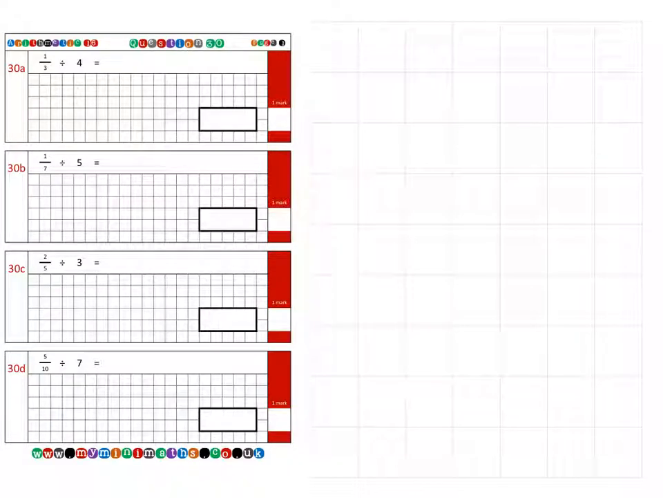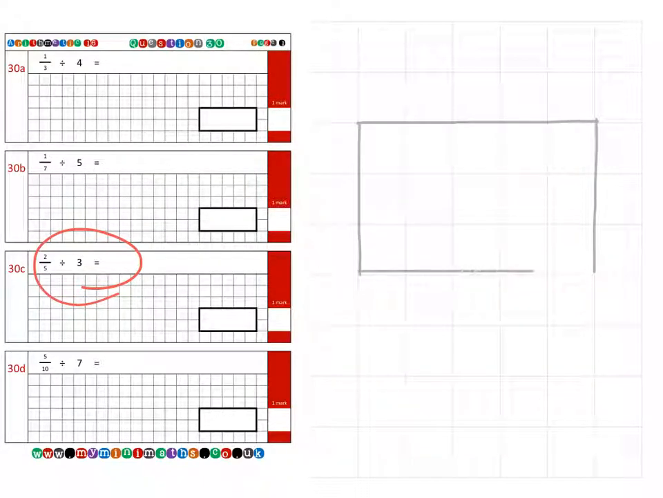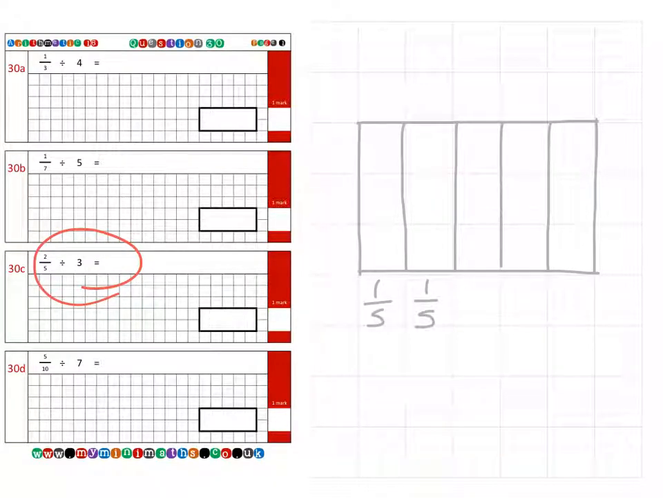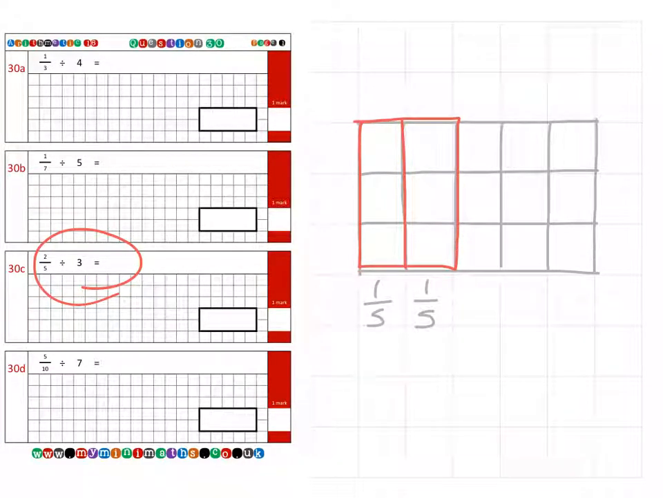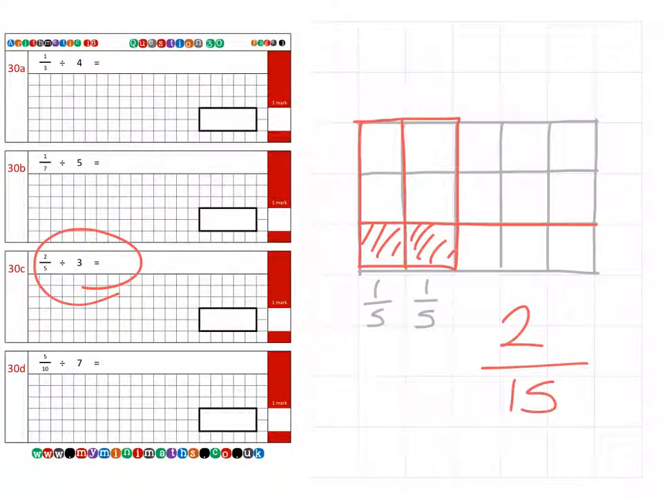And next is question 30C, which is asking us for 2/5 divided by 3. So again, let's create a box and let's divide that box into 5 equal parts. So we have the first fifth and the second fifth. Now, each of those fifths needs to be divided by 3, like the question asks. And if we take the 2/5 from the original question and we divide them by 3, we finish up with 2 out of 15.